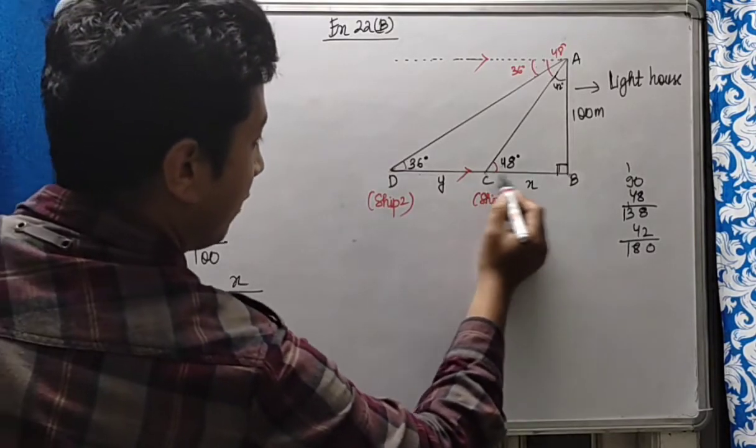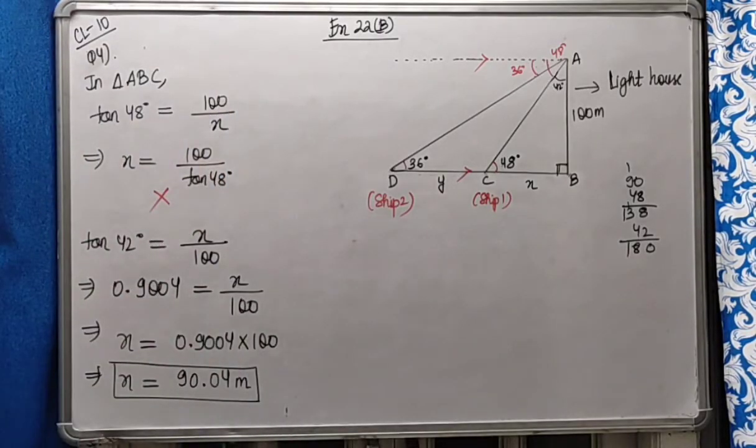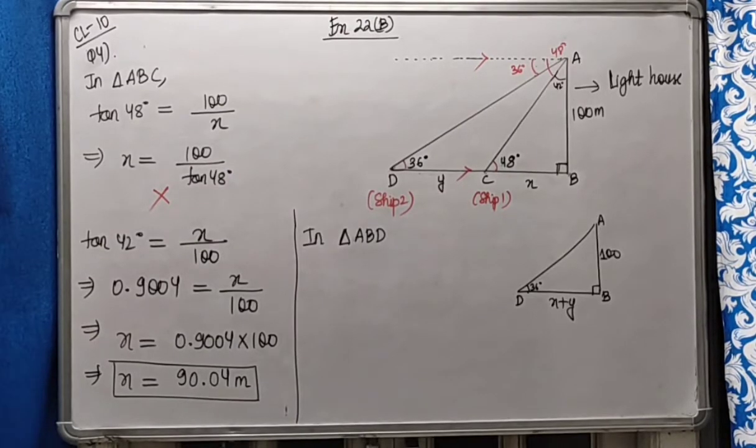So the value for x we are getting here is 90.04. Please remember. I hope you're clear till here. Please pause the video and note it down till here. All right, I hope you're clear till here.